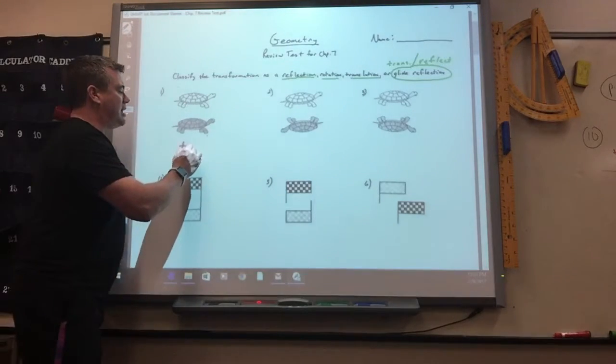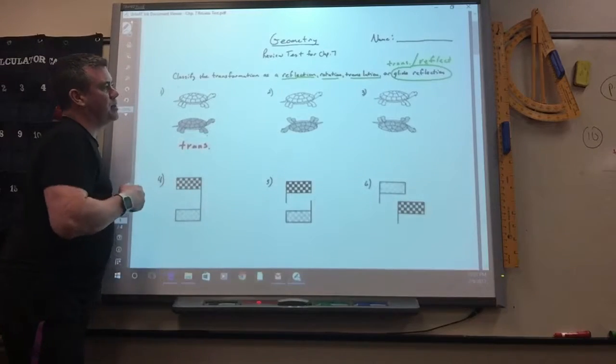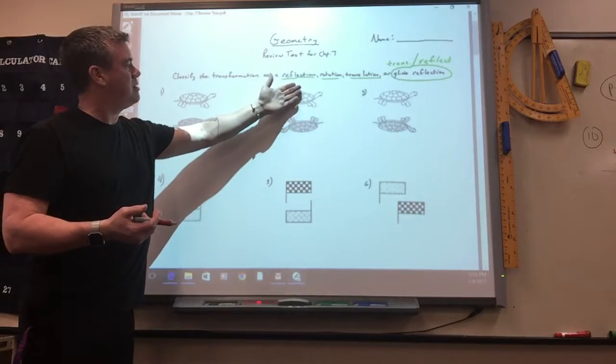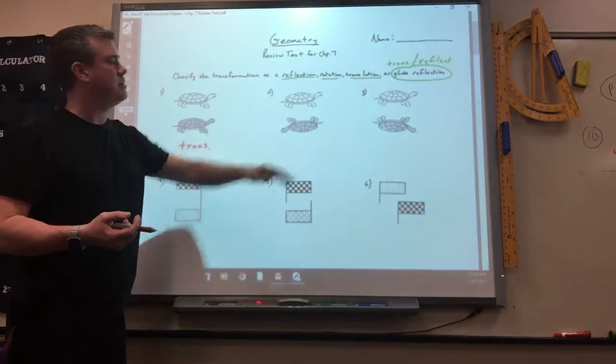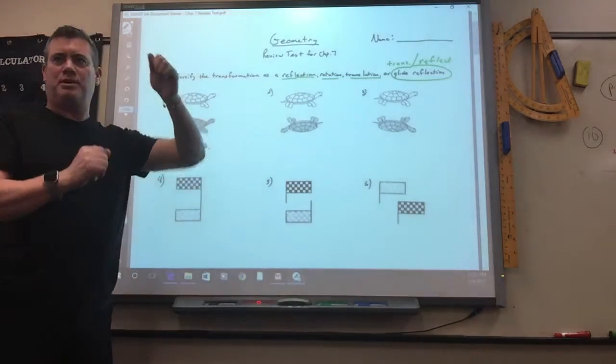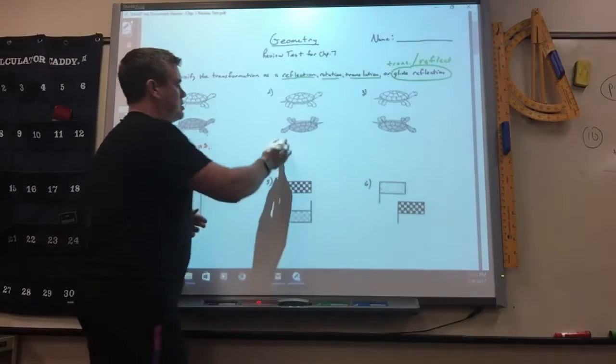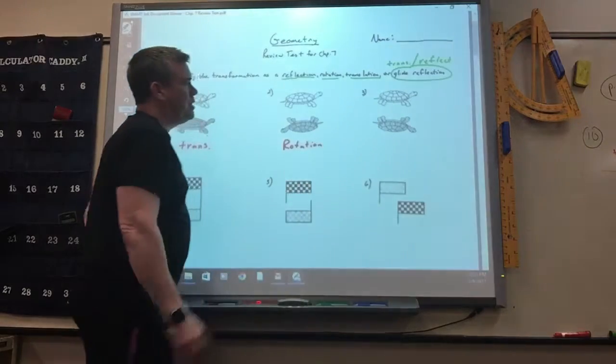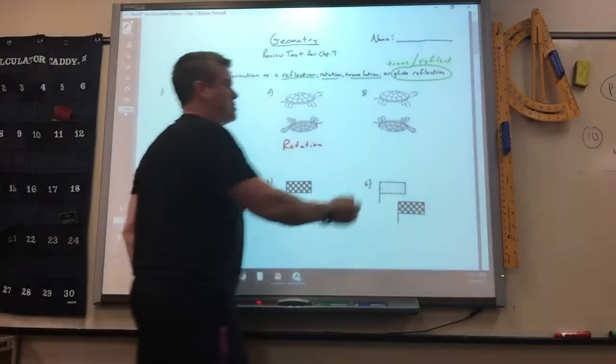So one should be easy. Translation. If it looks exactly the same, it's a translation. Two, you can do elimination. It's not a translation. It's not a reflection. If you turned your paper, it would look exactly the same. So it's a rotation. Three, reflection.